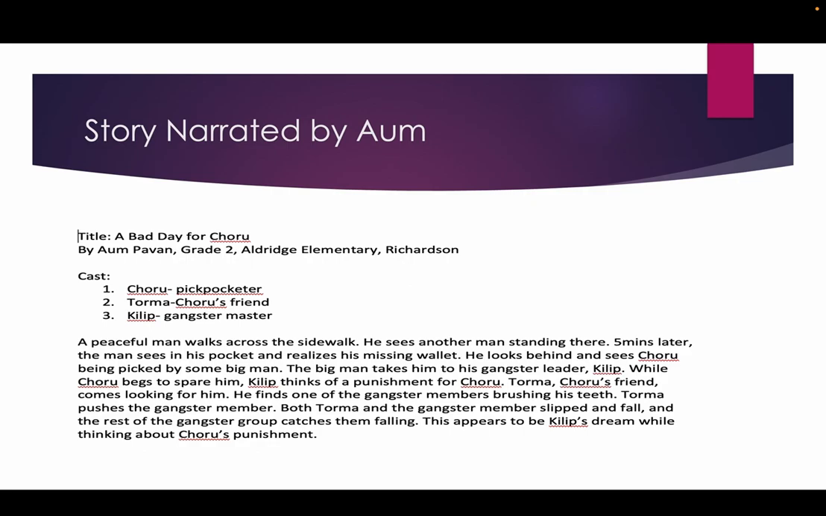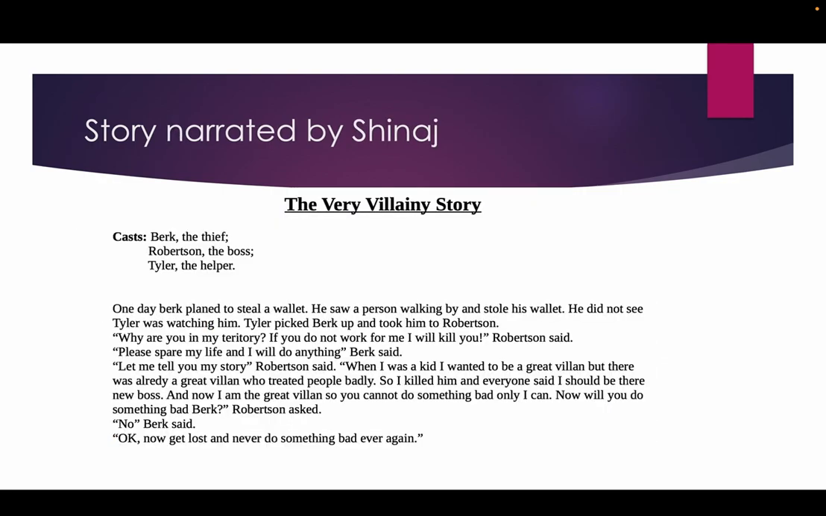So this project observes that although all 3 stories include characters engaged in criminal activities, these stories demonstrate different narratives of the consequences and solution to those stories. For example, the story, the Very Villainous Story, the first one by Shinas, expresses how Burke steals a wallet, and then Tyler catches him and takes him to Robertson, who is a very powerful villain.